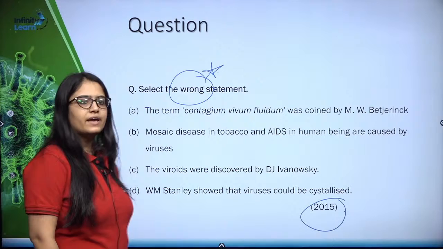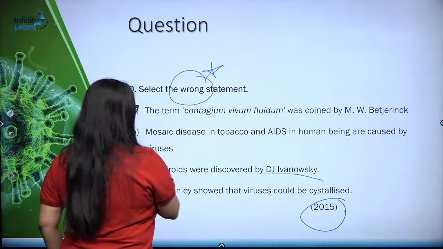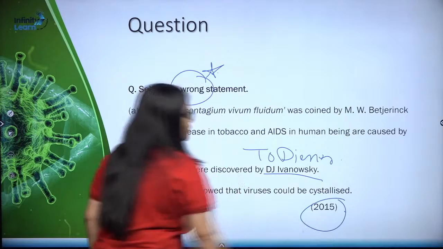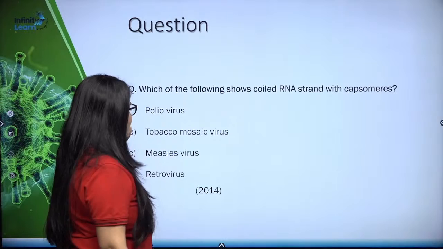Yeah, that's right. Viroids were not discovered by D. J. Ivanovsky. Rather, viroids were discovered by T. O. Diener. Right, my kids? Excellent. Next question. I guess that's the last question. Which of the following shows coiled RNA strands with capsomeres?